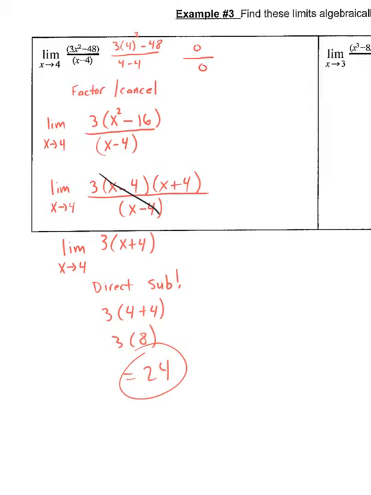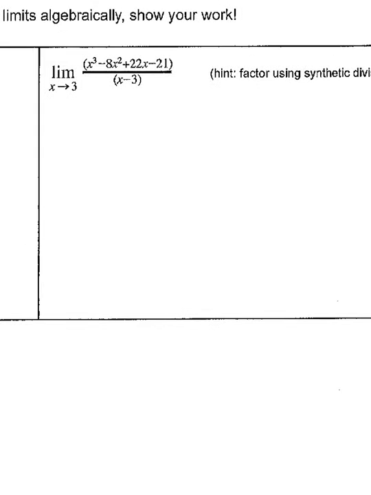Okay, let's go ahead and do this example. Now we have the same process. Can I do direct substitution? No. I end up with 0 on the bottom. If I plug in 3 on top, I do get 0 over 0. So now I go ahead and factor and cancel. I'm going to use synthetic division to factor this guy.